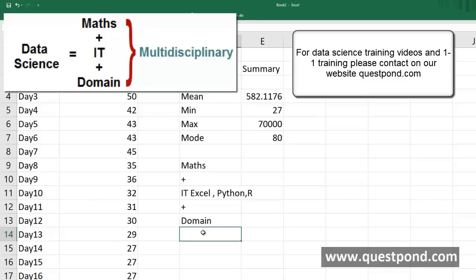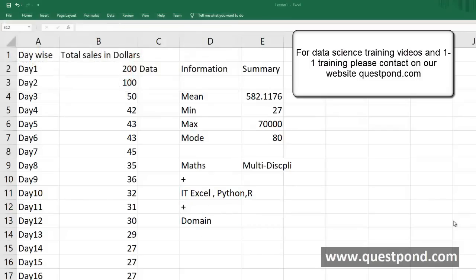Data science is a multidisciplinary field. Now let me put forward a professional definition. Initially I started with a very layman definition, but let me put up a professional one. It's a multidisciplinary field which comprises statistical maths, probability maths. It comprises IT knowledge, where you can use an Excel formula, or Python, R, whatever. And your domain knowledge. That is what data science is.